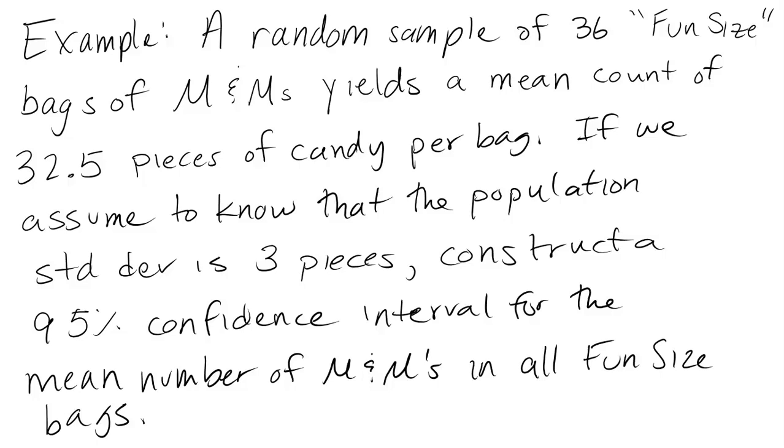Before we get to the actual example, I want to talk about exactly what we're doing here because it's powerful. We're taking a very small sample, only 36 bags, and using that small sample, we're going to come up with an estimate for the mean number of M&Ms in all fun-sized bags. And not only are we doing that with such a small sample size, but we're going to be 95% sure that our estimate is right. It is very, very likely that our estimate will contain the true mean. Now, how can we do that?